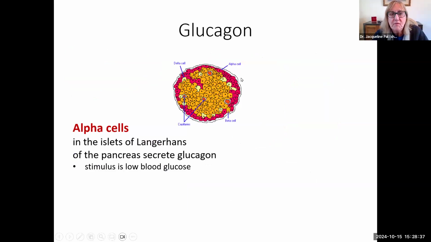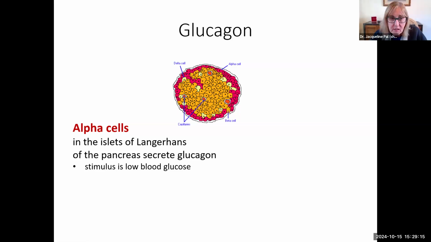All right. So if this is an islet of Langerhans, these red cells around the periphery, these are the alpha cells. Why are they alpha cells? Because they were the first ones that they figured out what they did. And what they do is secrete glucagon. You might think from the name it would be like glucose, be gone, but you would be wrong. What it means is glucose is gone. So the stimulus for the alpha cells to secrete glucagon is when you have a low blood glucose level.